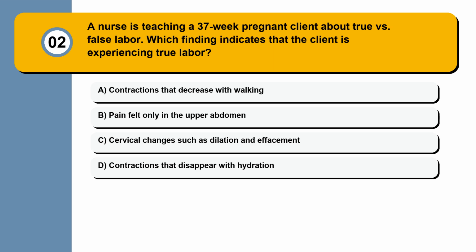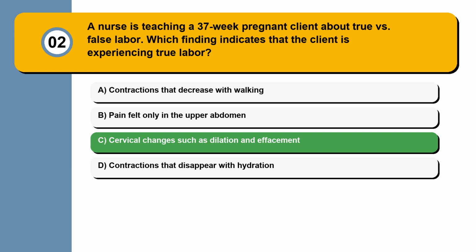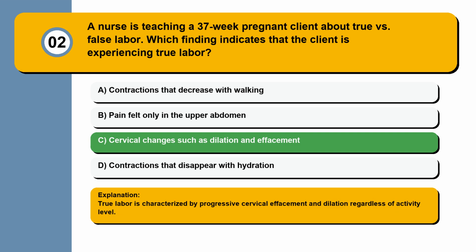Question 2. A nurse is teaching a 37-week pregnant client about true versus false labor. Which finding indicates that the client is experiencing true labor? Contractions that decrease with walking. Pain felt only in the upper abdomen. Cervical changes such as dilation and effacement. Contractions that disappear with hydration. True labor is characterized by progressive cervical effacement and dilation regardless of activity level.